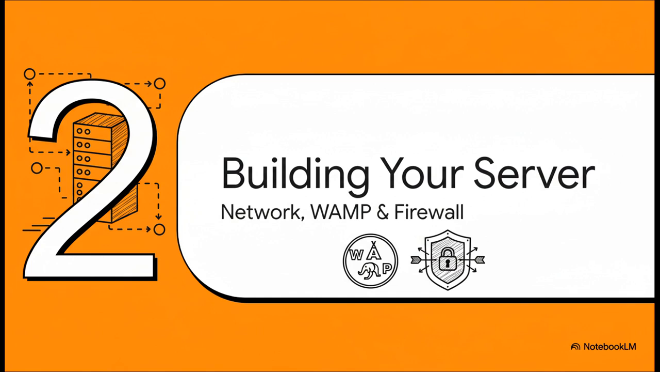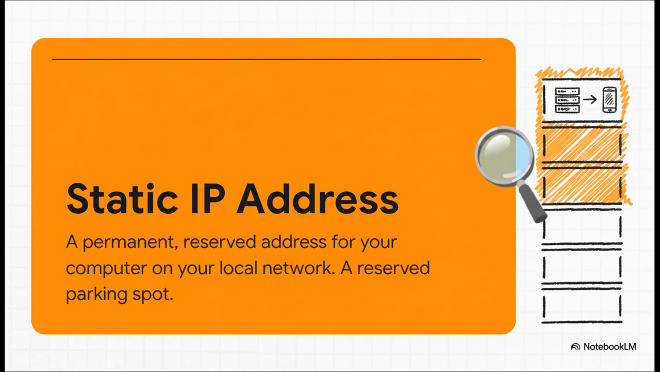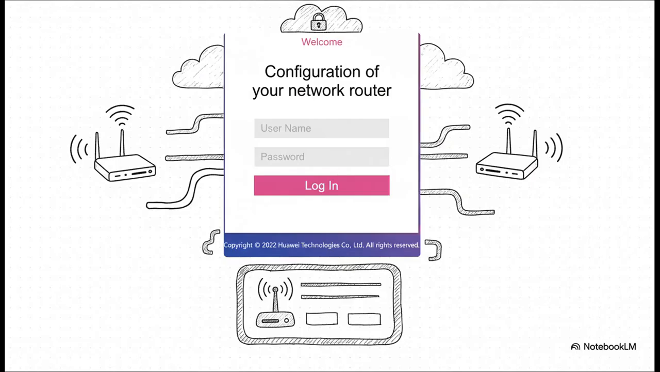First things first, our server needs a permanent address on the network, and for that, we need a static IP. Just think of it like this. If your home network is a giant parking lot, a static IP is your own personal reserved parking spot. No matter what, your phone will always know exactly where to find your server. So to reserve that parking spot, you're going to have to log into your network router's admin panel. Usually, the address and the login info are printed on a little sticker right on the router itself. Think of this as the main control center for your entire home network.